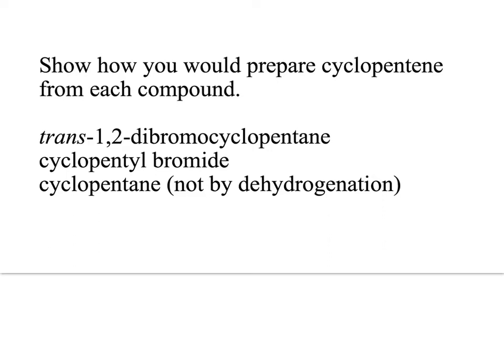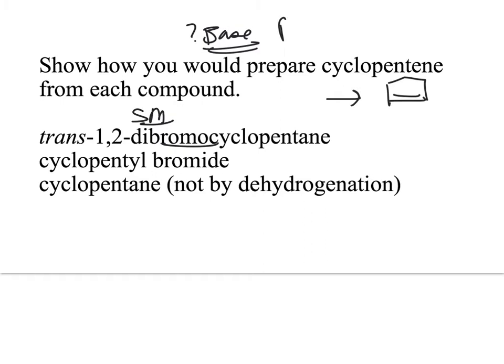Show how you would prepare cyclopentene from each of these compounds. Okay, so they're asking what's your starting material. So draw in cyclopentene, and there's the goal. So how would you prepare cyclopentene from these starting materials? So it really wants to know the base. What base are you going to use? These are dibromo reagents. Dibromo, cyclopentyl bromide. So let's just start with the first one.